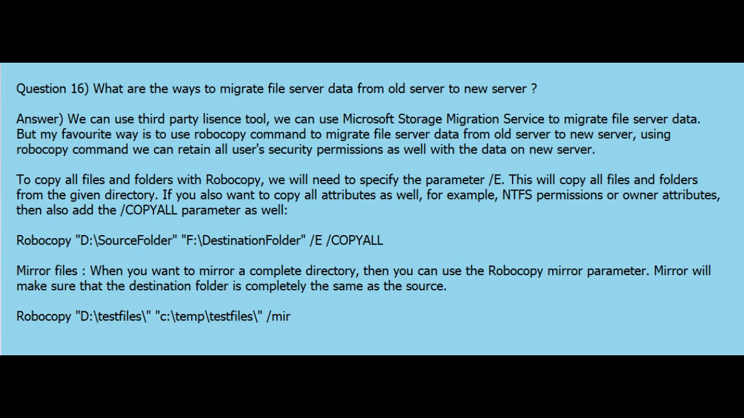Question 16. What are the ways to migrate file server data from old server to new server? Answer. We can use third-party license tool. We can use Microsoft Storage Migration Service to migrate file server data. But my favorite way is to use robocopy command to migrate file server data from old server to new server.